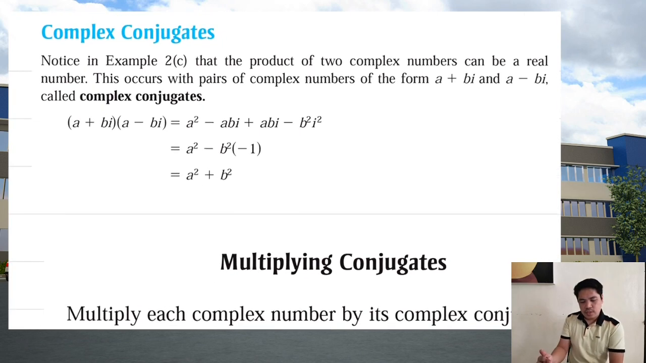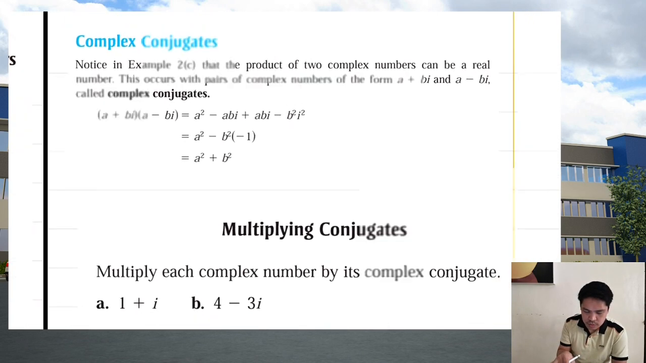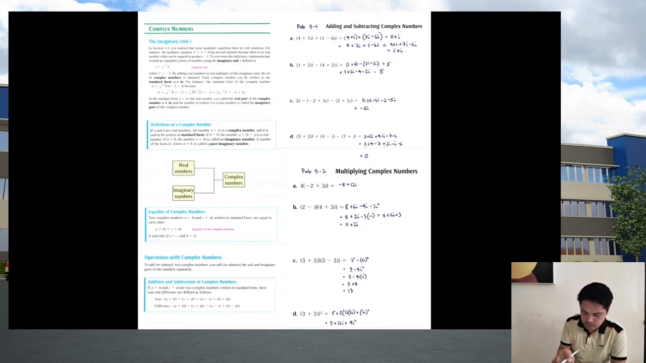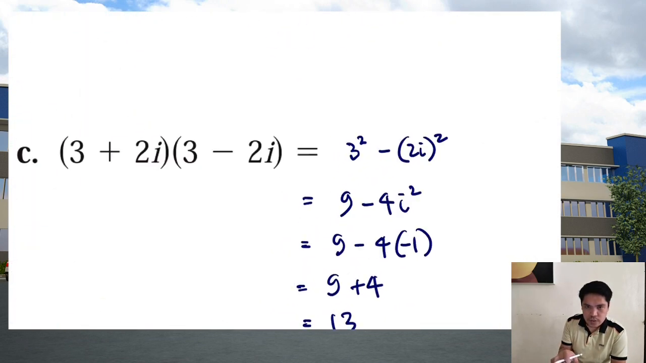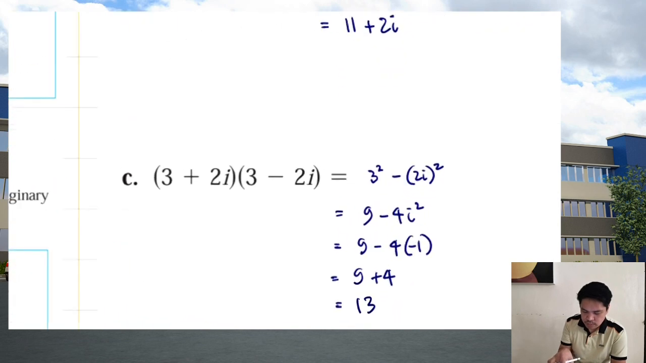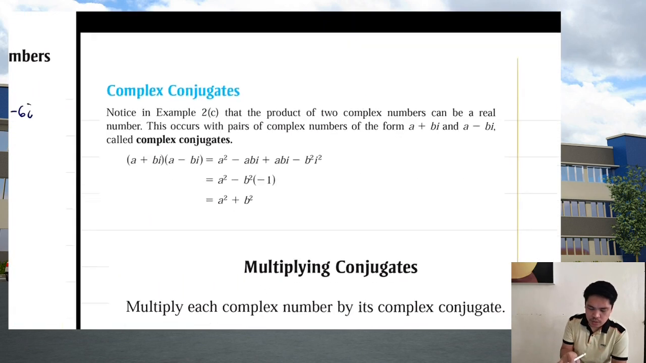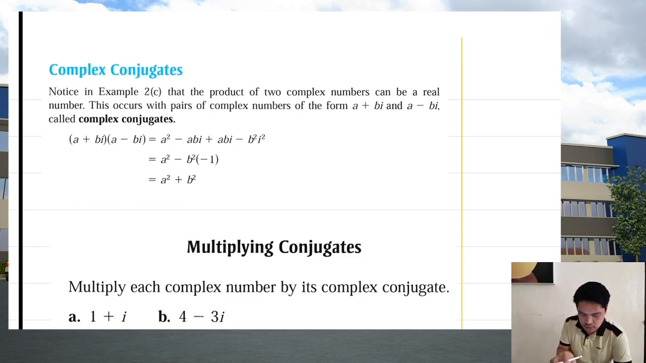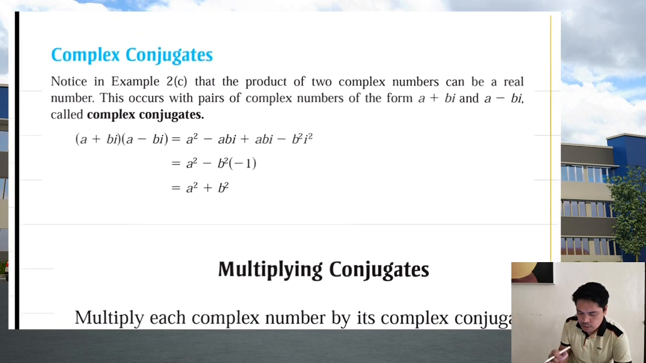Okay, notice in example 2C. Asan ba yung example 2C? That's in the previous example, this one here. The two complex numbers are just complex conjugates of each other. Or that the product of two complex numbers can be a real number. So this occurs with pairs of complex numbers of the form a plus bi and a minus bi. So if we have two complex conjugates multiplied to each other, the result is just a real number.